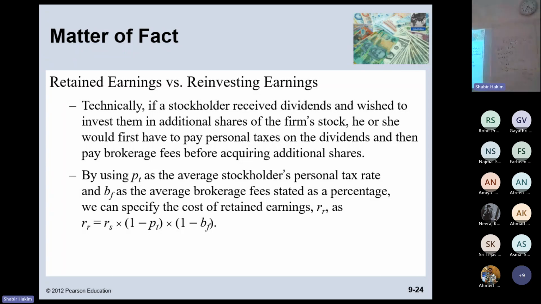So that's by using PT as the average stockholder personal income tax. Now think about the return for the individual investors. Suppose I get my returns. My return is, but this is my return as investor, right? Rate of return they call. I have to pay tax on that, right? Suppose, think here, the return was say 12%. And assume my tax rate is on this.